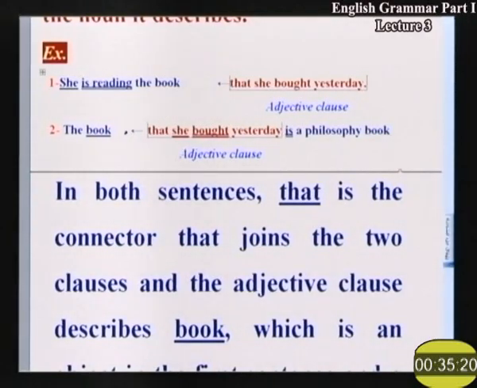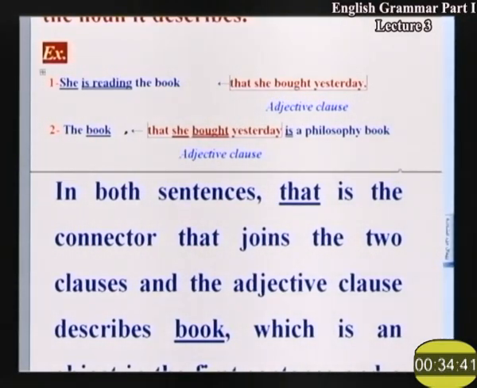طيب لكن هنا the book that she bought yesterday، الادجكتيف clause هنا that she bought yesterday بتوصف كلمة book which is a subject in that sentence. بعد كده يعني كأن هقول إن الجزء ده the book and the clause it describes ده جزء في الجملة. الفعل بتاع السبجكت بتاع الجملة دي هو is. alright؟ طيب يعني كأن الجملة الأساسية هي إيه؟ The book is a philosophy book.